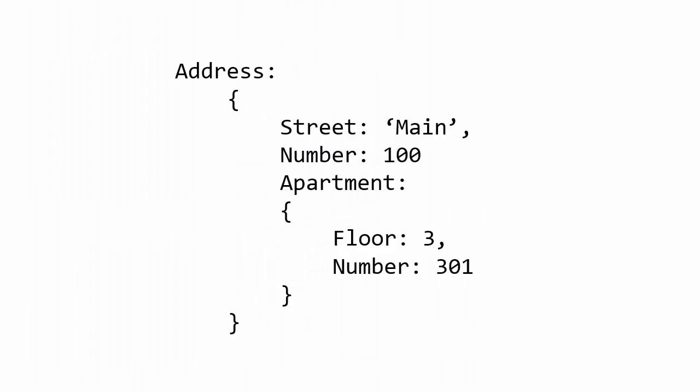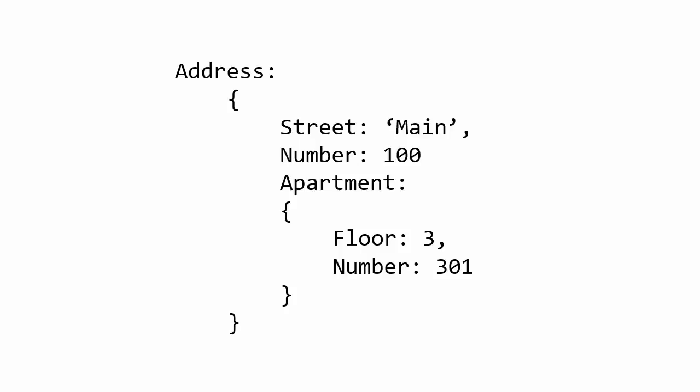For example, the address example we had before was just a name-value pair, but here it's a collection of name-value pairs. Address is a collection of other names and values. Address is still the name, but the value is a collection. Street is the name and Main is the value, a name-value pair. Number and 100 is a name-value pair. Apartment is a name, and its value is another list or collection of name-value pairs. Floor is the name, 3 is the value, number is the name, 301 is the value. That's an object in JavaScript.